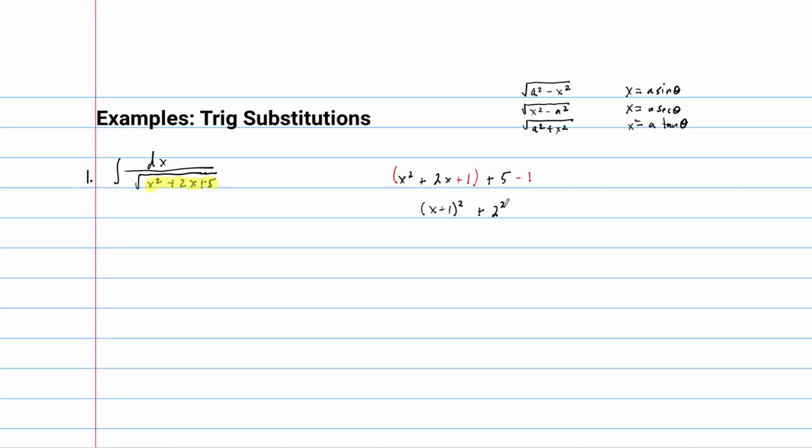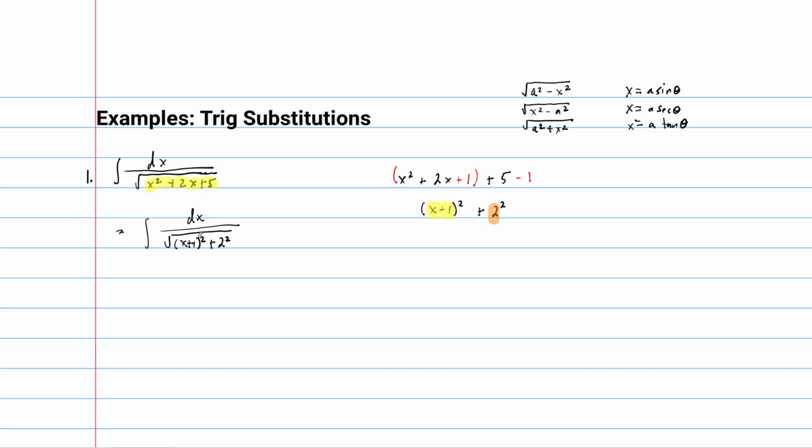All right, and so what we can do then is we can make like a u sub, and we can call this our u, or our x, and this, obviously our a, is going to be 2, right? So our integral right now is equal to dx over square root of x plus 1 squared plus 2 squared. Let's just go with it from here, right?